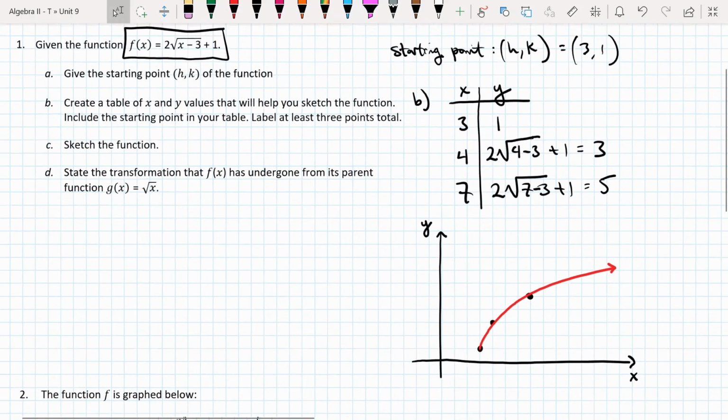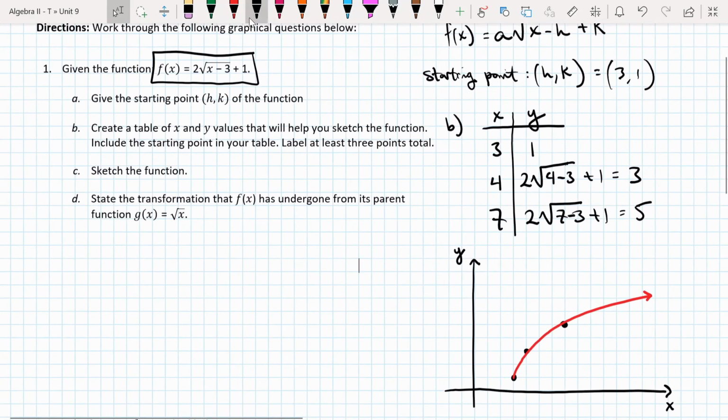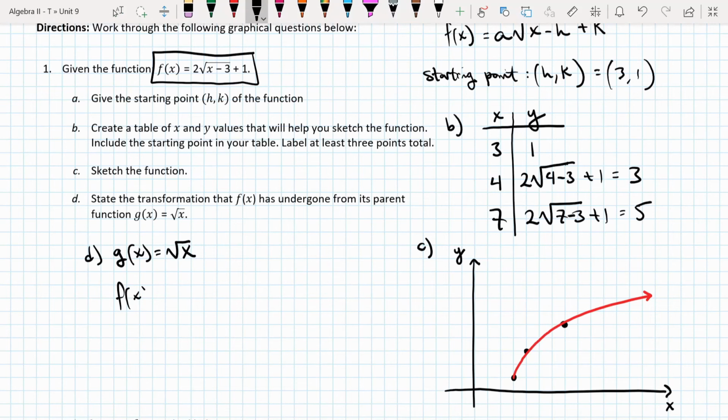Okay, to wrap up question 1, let's talk about what the transformations are. Transformations are a big part of the curriculum that we've learned this year. We've seen them in pretty much every unit. So for letter D, let's say we have g of x equals the square root of x, and then f of x, which is the function we were just dealing with, is 2 square root of x minus h plus k. Sorry, instead of h and k, we're going to use 3 and 1.